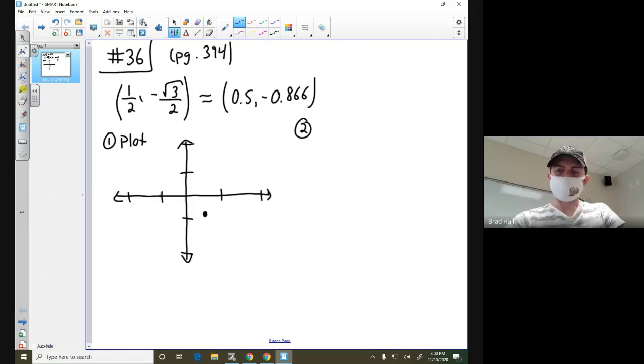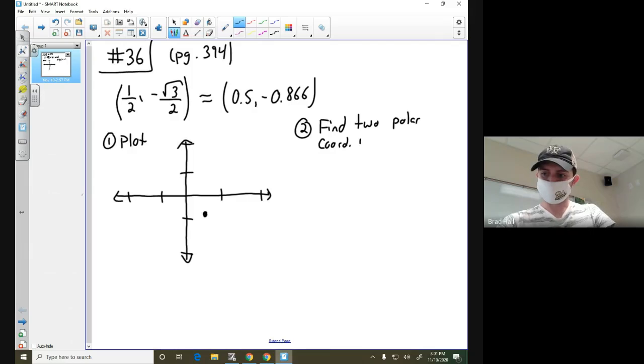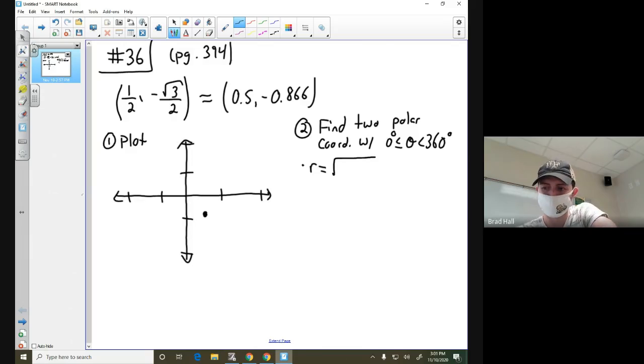So then, part two: we need to find two polar coordinates that correspond to this rectangular coordinate, with the angle between 0 and 360, 0 inclusive, 360 exclusive. So if anything, to figure out the radius part, that one should be much easier.